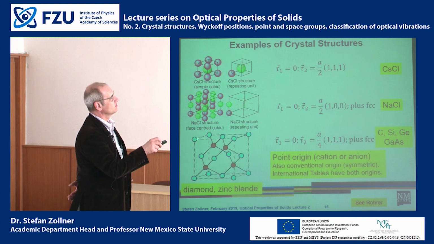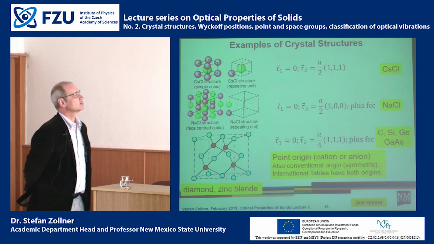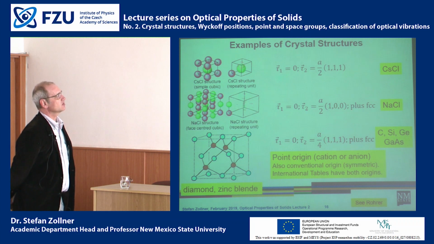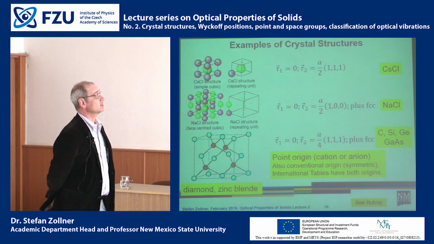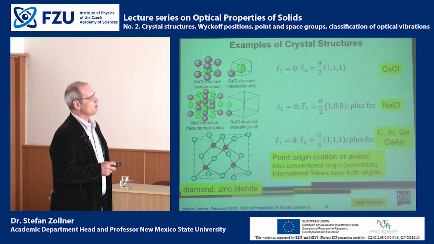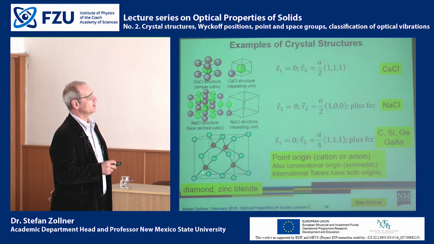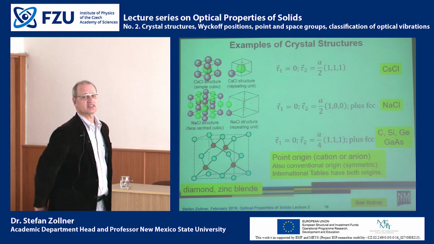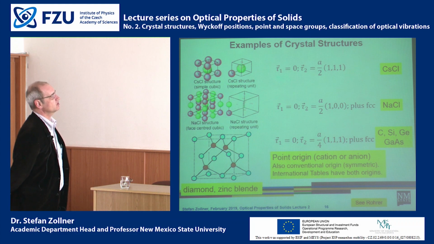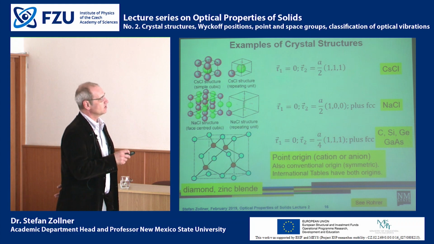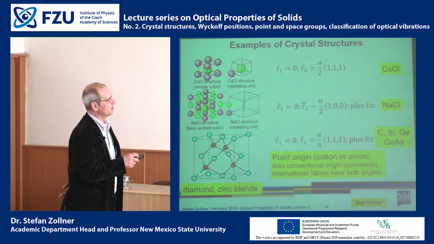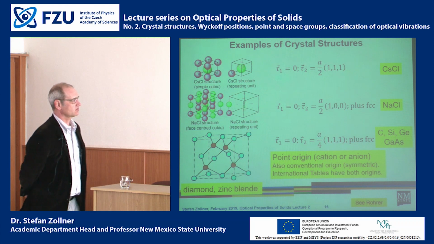When I do calculations for such structures that have a basis, it is very important to specify where I put the origin of the coordinate system. There is something which is called the point origin, where either the cation or the anion will be sitting at the origin. So that will be point origin. But I can also put the origin here at the center between the two atoms.